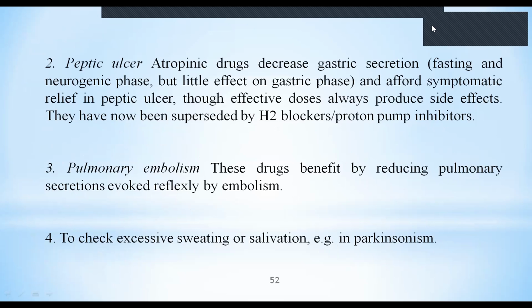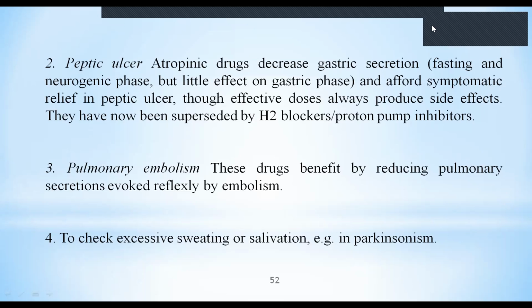And peptic ulcers, of course, were treated earlier with anticholinergic drugs, but nowadays, because very specific proton pump inhibitors are there, they are slowly being replaced. Atropinic drugs decrease gastric secretion, both the fasting and neurogenic phase, but have little effect on the gastric phase, and offer symptomatic relief in people with peptic ulcers. Though effective doses always produce side effects, and they have now been totally replaced by H2 receptor blockers and proton pump inhibitors like pantoprazole, omeprazole, rabeprazole, and many more agents.